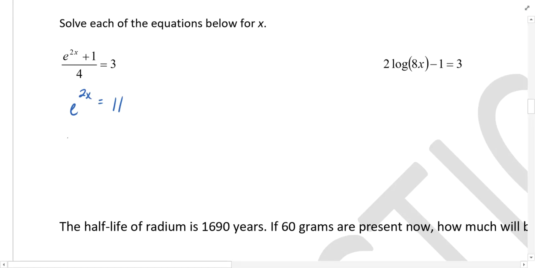Now, by definition, I can rewrite this exponential and say that log base e of 11 is equal to 2x. By the way, a logarithm with a base of e should be written as natural logarithm. And again, I'm doing this because of that loop rule. Some base to this power must equal 11.